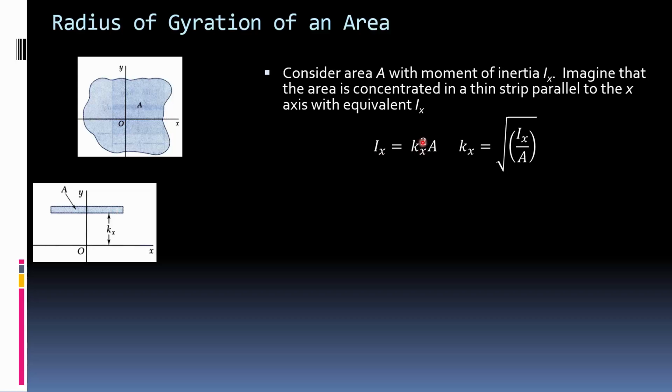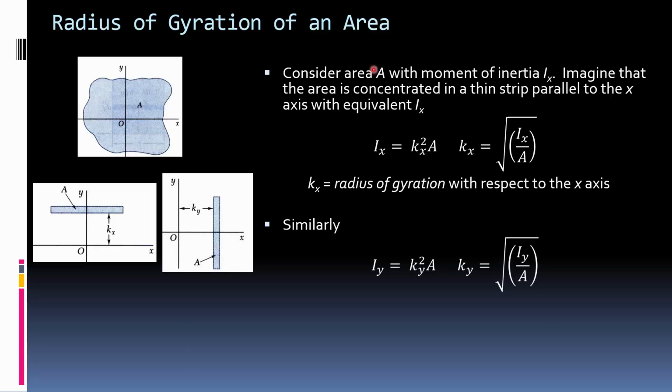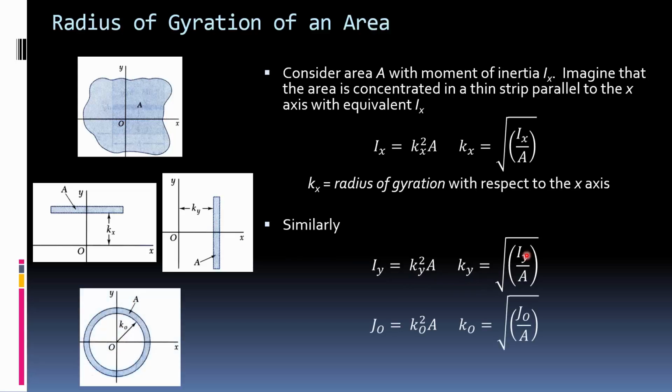So Ix is k_x squared times A. So when you solve for k_x, it's not integral, it's the square root of Ix over A. Okay, so that is the radius of gyration with respect to the x-axis. Now this is going to come as a shock to you, but we also do the same thing with respect to the y-axis. So it's the same idea, but now you're putting the thin strip at some distance from the y-axis, and k_y ends up being the square root of Iy over A. And then lastly, the polar radius of gyration is the same idea. It ends up being the square root of J naught over A. So those are the radii of gyration.